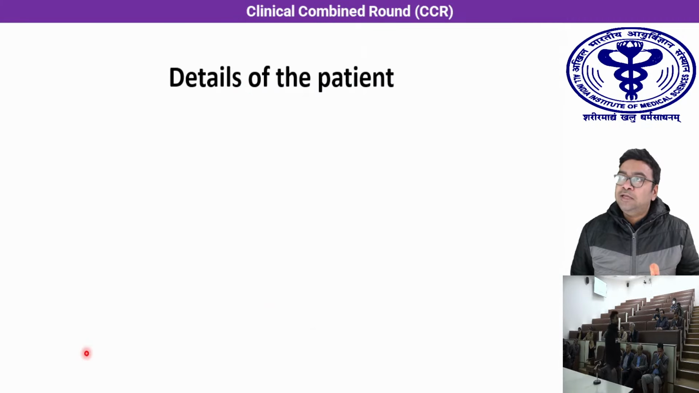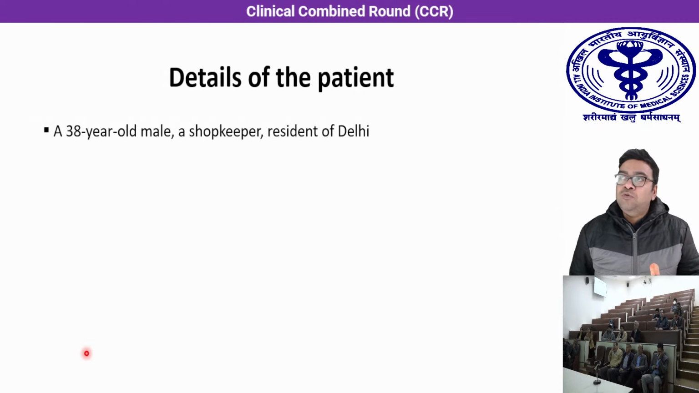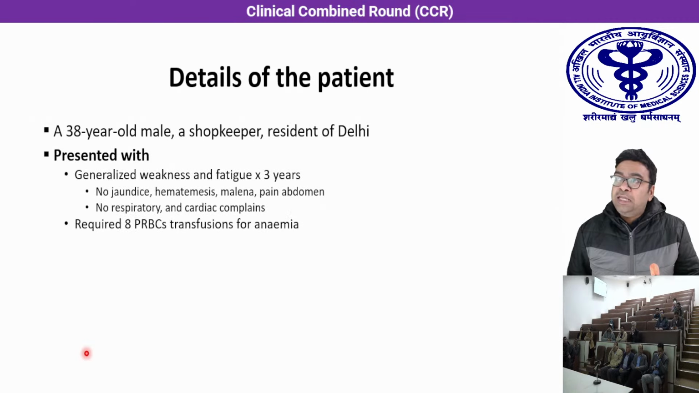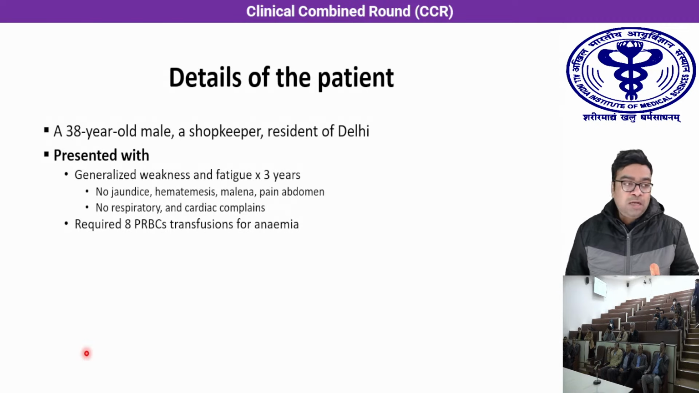So, starting with my patient, he's a 38-year-old male, a resident of Delhi, and he had presented to us with a history of generalized weakness and fatigue since the last 3 years. However, the patient did not have any respiratory or cardiac complaints, and the patient had required around 8 units of transfusion over the last 3 years.